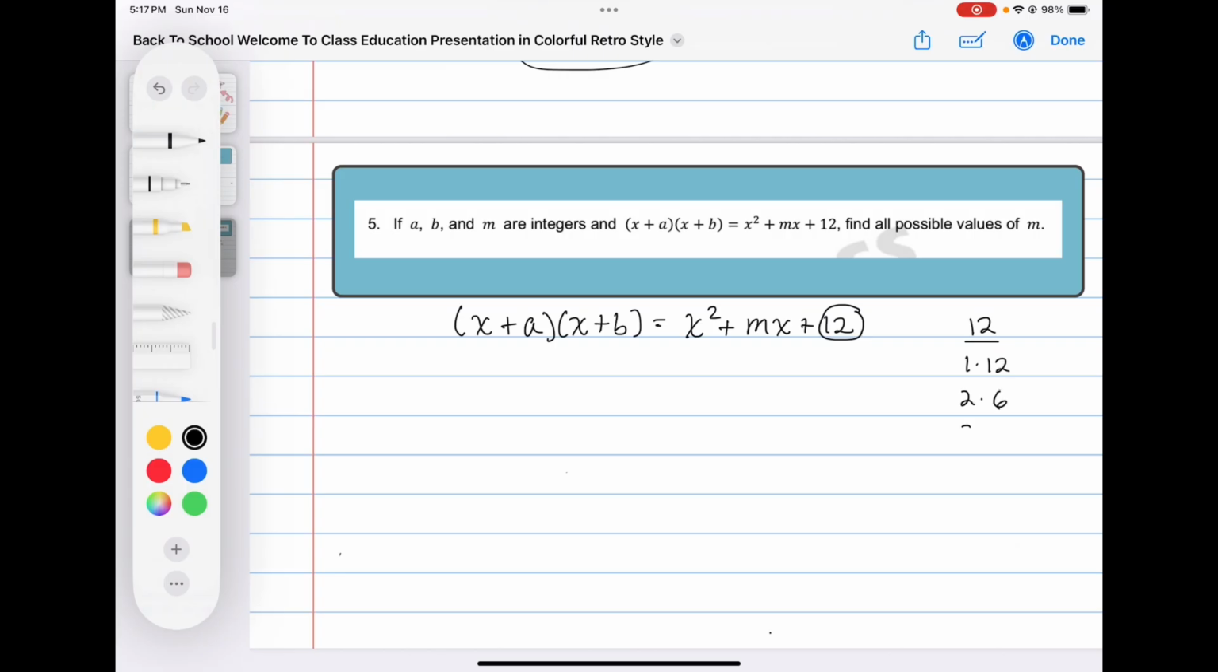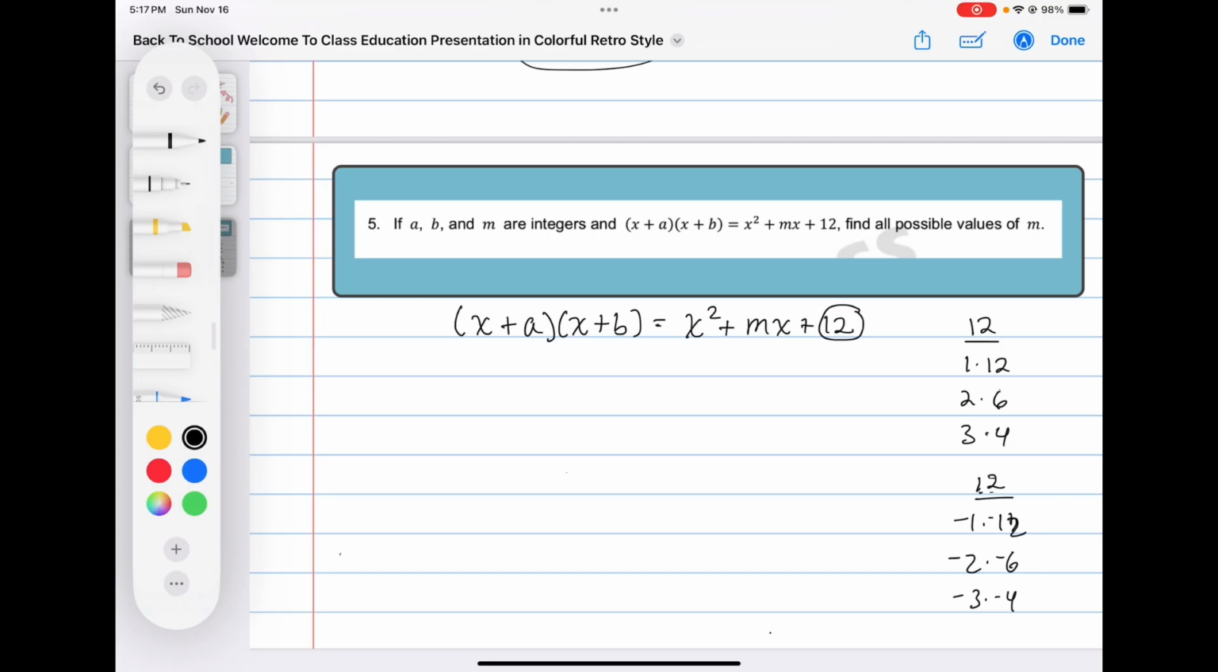So when we think about this, we want to think about what are the factors of 12. Because if I think about it in terms of factoring, that's how we find that first set of numbers. So 12 could be 1 times 12, 2 times 6, 3 times 4. 12 could also be negative 12 times negative 1, negative 2 times negative 6, and negative 3 times negative 4.